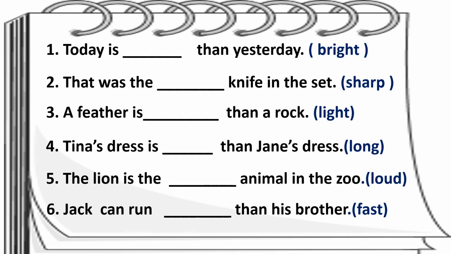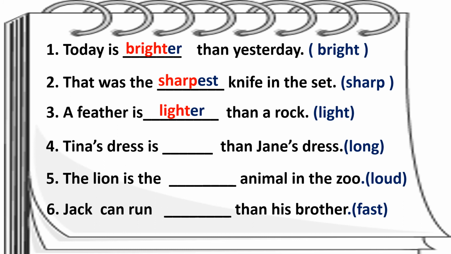So let us look at the answers. Today is something than yesterday. You are comparing today with yesterday. Therefore, we say today is brighter than yesterday. That was the something knife in the set. So you are comparing the knife to all the knives in the set, a set of knives. Therefore, that was the sharpest knife in the set. Would we say a feather is lighter than a rock or lightest than a rock? You are comparing the feather with the rock. You are comparing two things. Therefore, we say a feather is lighter than a rock.